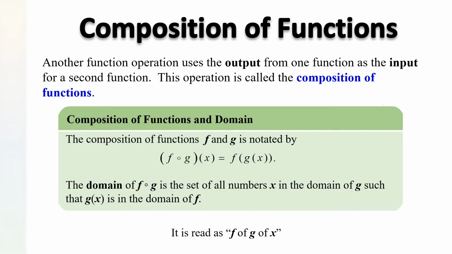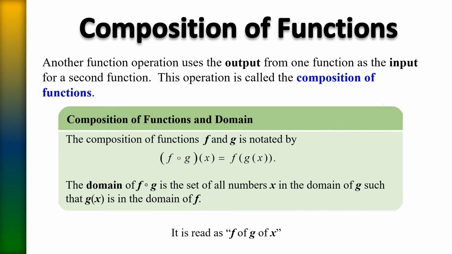Another function operation uses the output from one function as the input for the second function. This operation is called a composition of functions. In other words, you're taking one function and plugging it into the other function. So the composition of functions f and g is denoted by f of g of x.